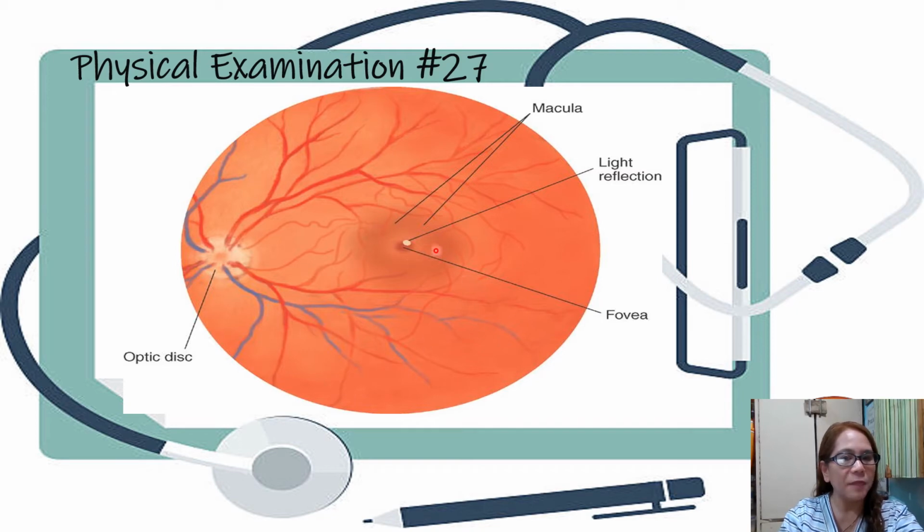And you have to inspect also for the macular area. The fovea is slightly darker. It is discernible. There is no light reflection visible in this image. You have to look also for any lesions in the retina. Ayan. So, ito yung example ng normal fundus.